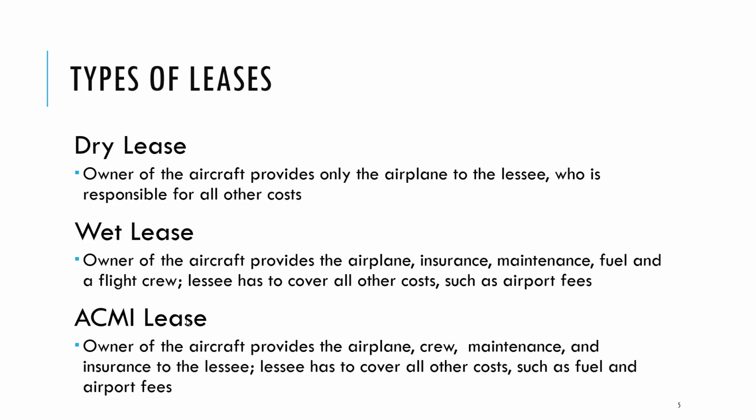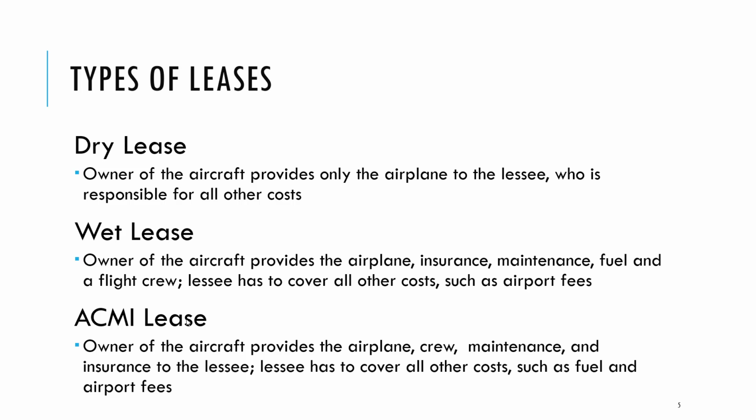Types of leases: there's dry lease, wet lease, and ACMI lease. The ACMI lease is the most common nowadays. The owner of the aircraft provides the airplane, that's the A, the crew, that's the C, the maintenance, that's the M, and insurance. The lessee has to cover all the other costs, such as fuel and airport fees.